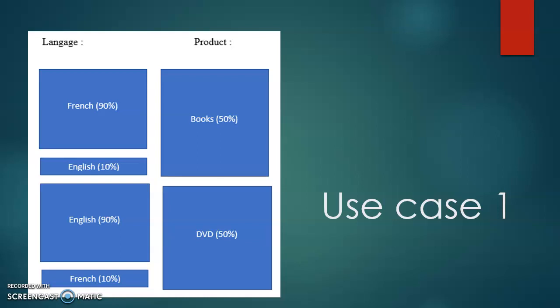We have 50% of books and 50% of DVDs in our store. Among those 50% of books, there are 90% of books in French and only 10% of books in English. And we have the opposite situation in the DVD case. So we have 90% of DVDs in English and only 10% of DVDs in French.